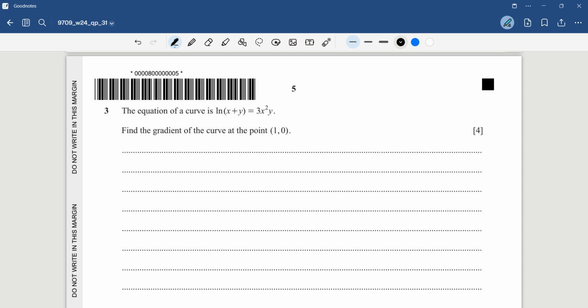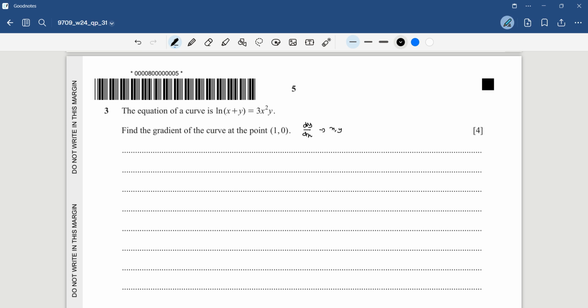Question number 3. The equation of a curve is ln x plus y^3 equal to 3x squared. Find the gradient at (1, 0). So if I want to find the gradient, I need to do my derivative and then substitute x and y inside.